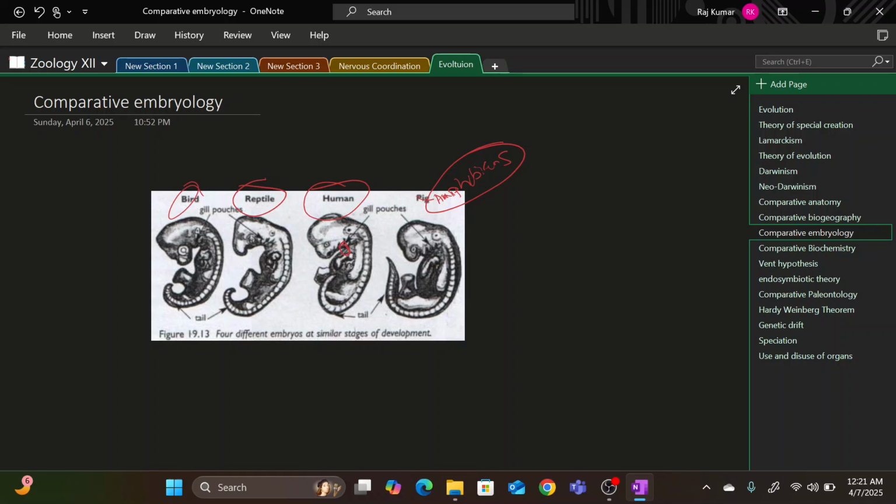birds it develops into another structure. I guess in birds, it develops into another important structure. I believe that is the eustachian tube as well. In reptiles and in amphibians it develops into gills. In reptiles it develops into some respiratory structure, and in fishes it also develops into gills. So these are some characteristics.